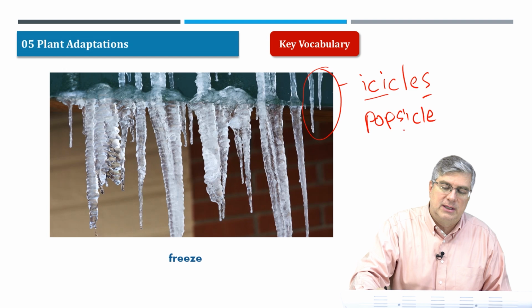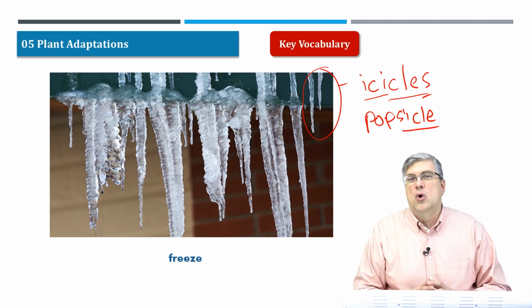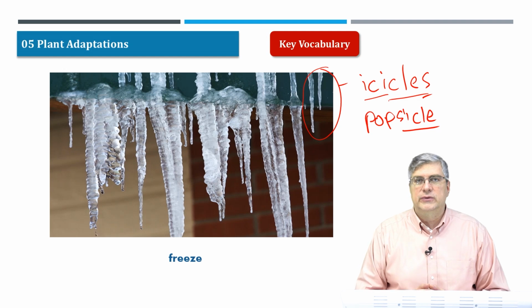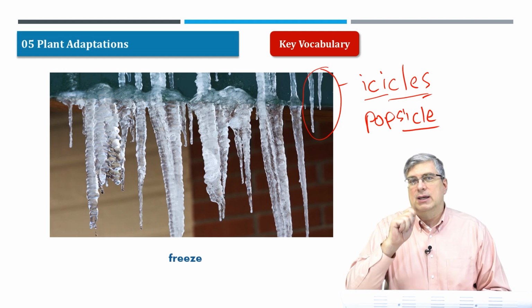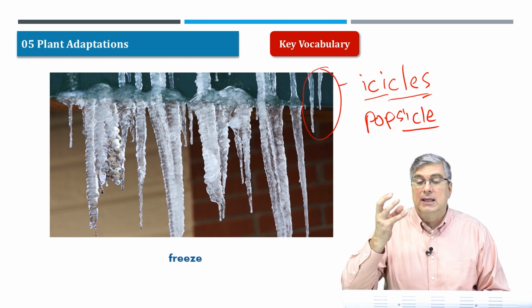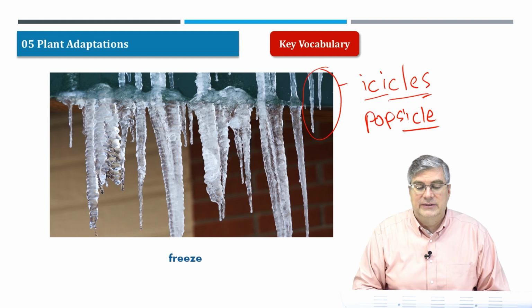Popsicle. You see the similarity in the words. Popsicle is a frozen fruit drink. So if you have a grape popsicle or a watermelon popsicle, right? That's frozen watermelon juice, and it's nice to eat on a hot summer day. But that liquid has frozen into these shapes, in this case, icicle.